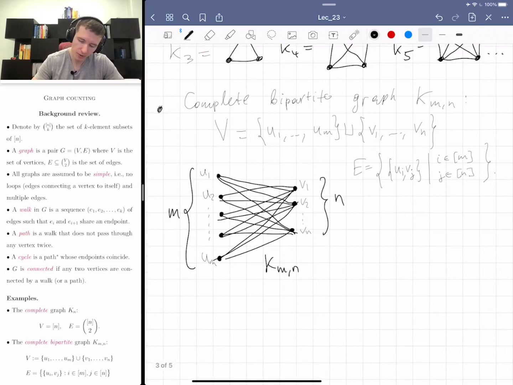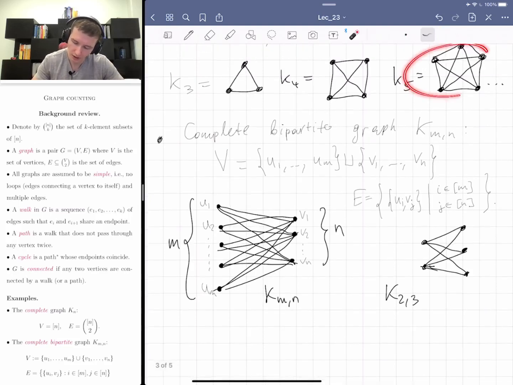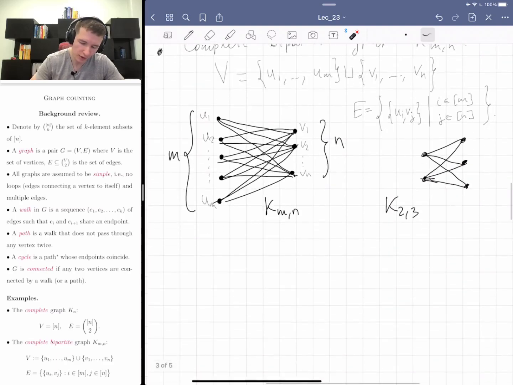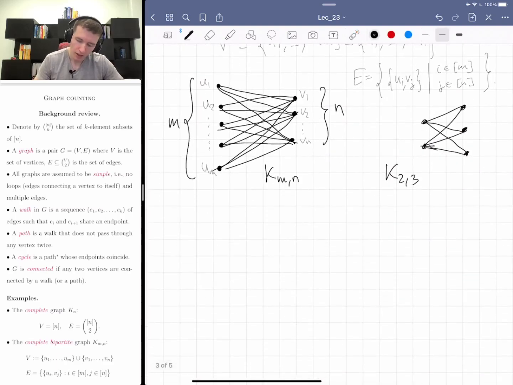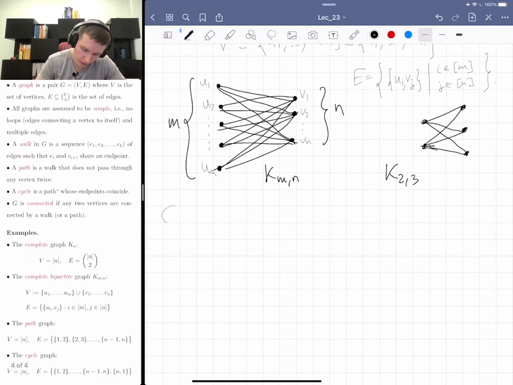Maybe I should draw K2,3. 1, 2, 3 vertices. 2 vertices. Well, the other way around. Okay, let's try 3 vertices here. And then I just, as you may remember, K3,3 and K5 are not planar, even though so far I'm not going to use it. Anyways, there are 2 more examples I have which are very simple.